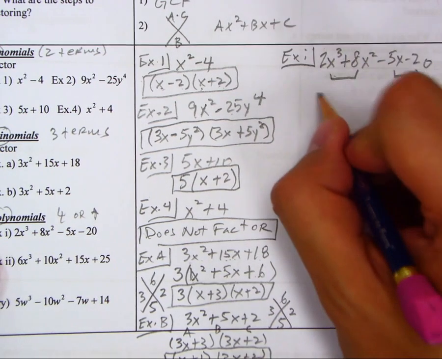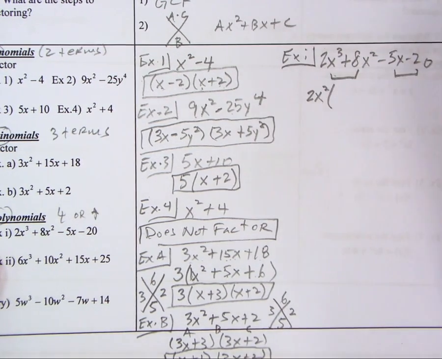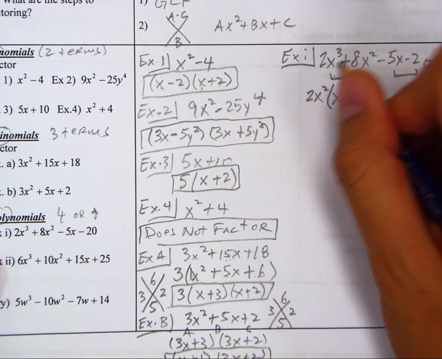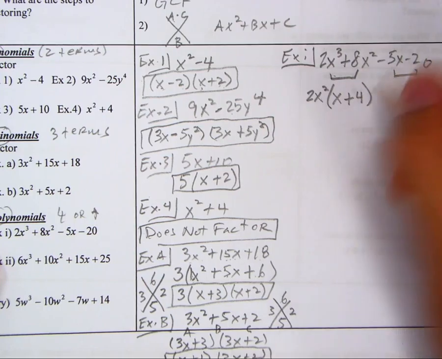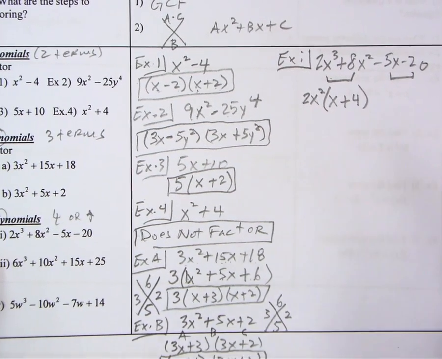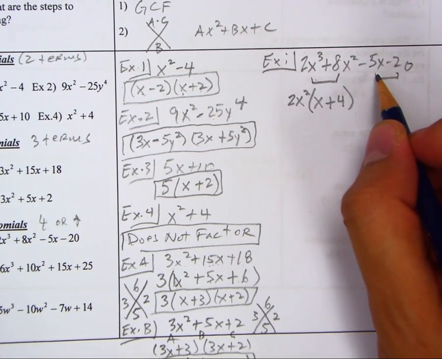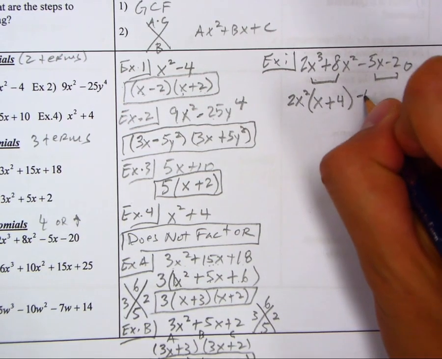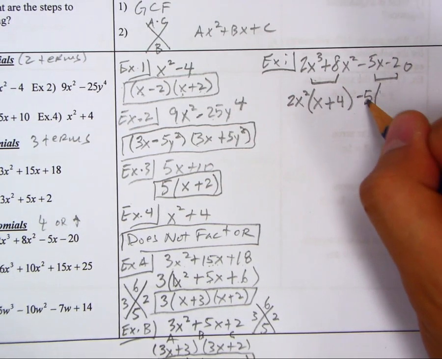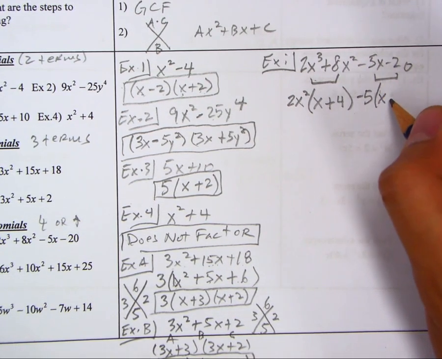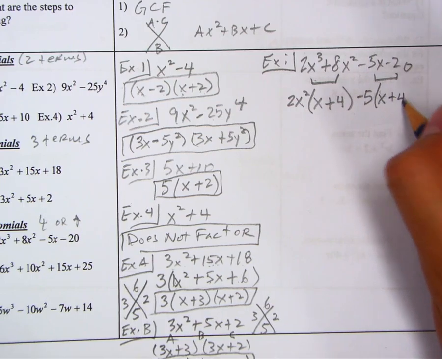The first 2, the GCF is 2x squared. 2x squared times x gives you 2x cubed. 2x squared times 4 gives you 8x squared. The GCF for the third and fourth term is a negative 5. I always bring down the third term sign. Negative 5 times x gives you negative 5x. Negative 5 times positive 4.